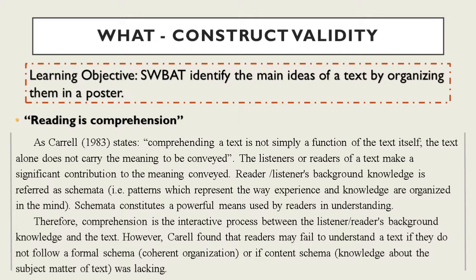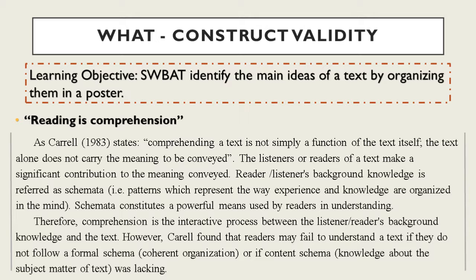But, as Carrell stated, comprehending a text is not simply a function of the text itself. The text alone does not carry the meaning to be conveyed. The reader of a text makes a significant contribution to the meaning conveyed. They make this contribution with their background knowledge. Background knowledge is referred to in the literature as schemata, or patterns which represent the way experience and knowledge are organized in the mind. Schemata constitute a powerful means used by readers in understanding. Therefore, comprehension is the interactive process between the reader's background knowledge and the text.